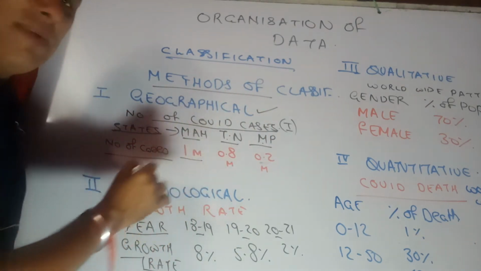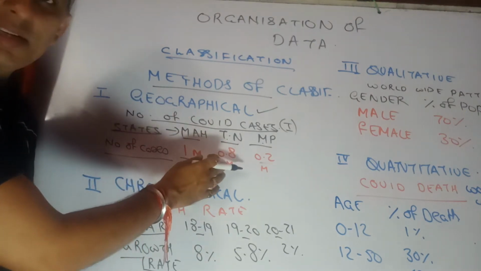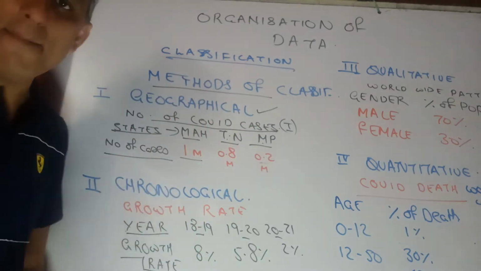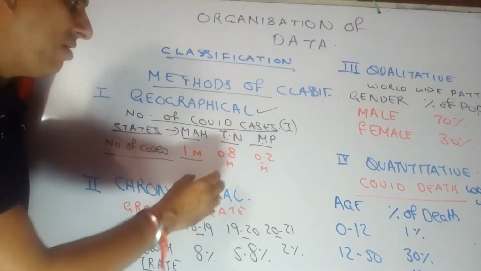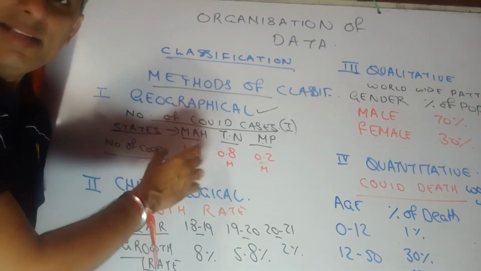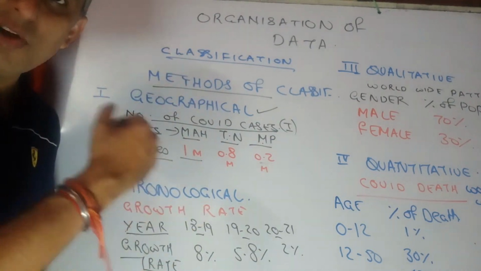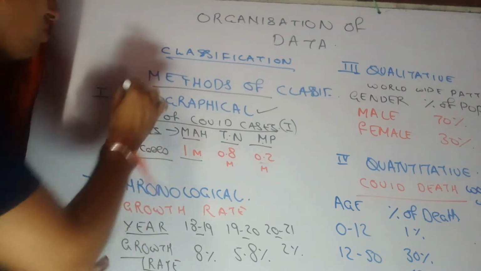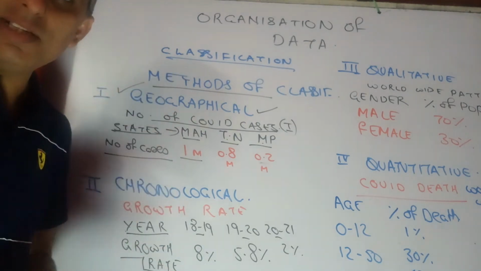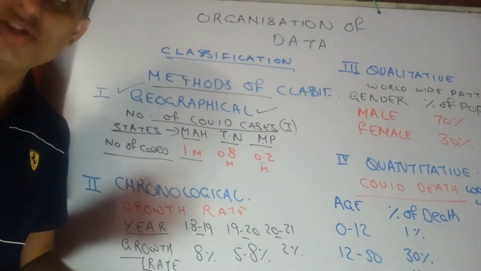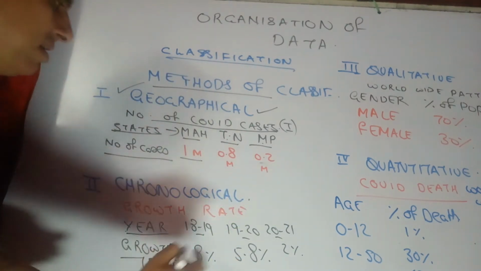The maximum cases, around 1 million, 10 lakh, are in Maharashtra, lesser in Tamil Nadu, and the least in MP. Now, whatever number of COVID cases we have found, we have arranged and classified them in the order of the states to which these cases belong. Such type of classification is called geographical classification. So when you do the classification on the basis of cities, countries, states, that is called geographical classification. Moving ahead, look below.